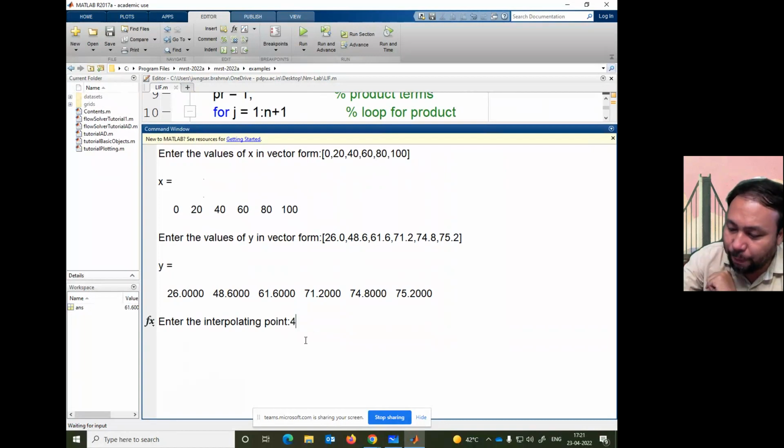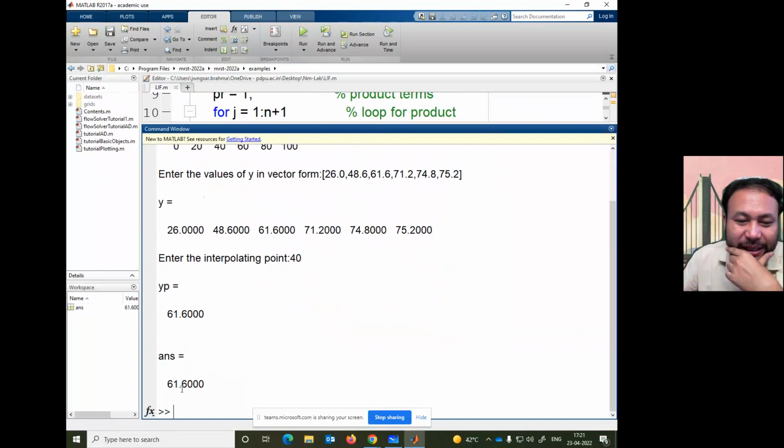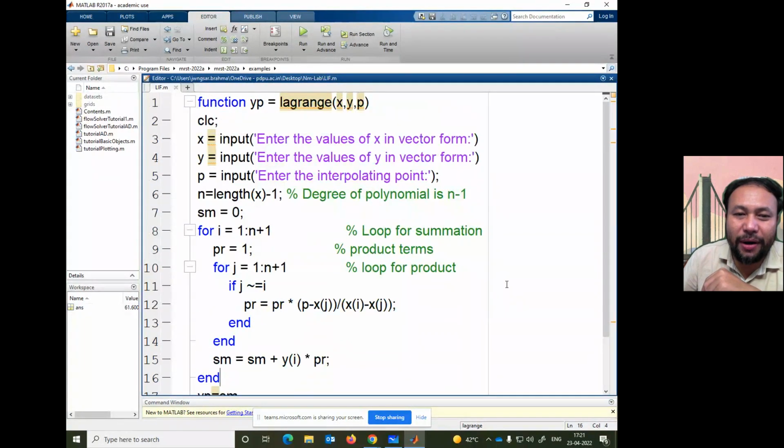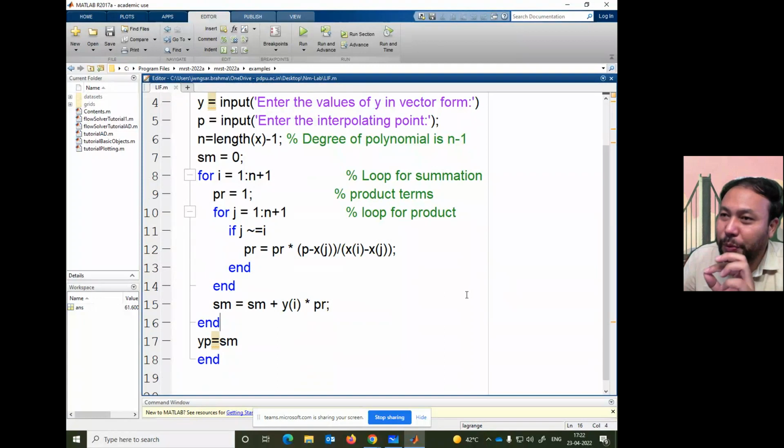For example, if I put here 40, I should get, see, for 0 it is 26.0, for 20 it is 48.6, for 40 it is 61.6. Means I should get 61.6. Just enter here. Look, the answer is 61.6. It means that our coding is working perfectly. It signifies that our coding is working perfectly. So this code is working perfectly, that we have cross-checked. We have input the value of x, we have input the value of y, then we input the interpolating value of x. Now we have cross-checked that if the value of x is 40, I get exactly 61.6.